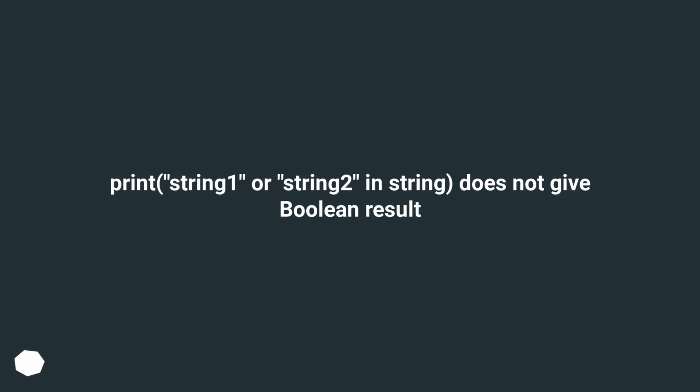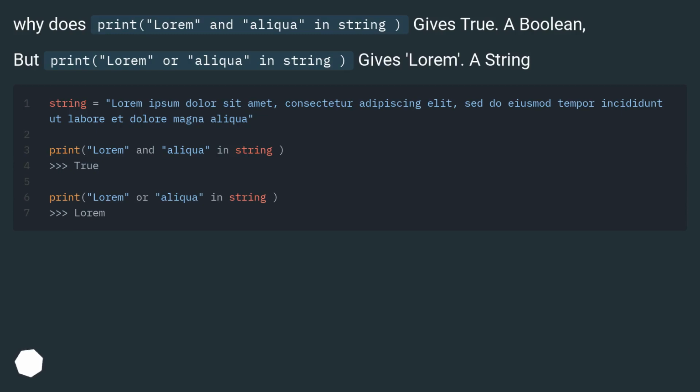Print string1 or string2 in string does not give a Boolean result. Why does print lorem and aliqua in string give true, a Boolean, but print lorem or aliqua in string gives lorem, a string?